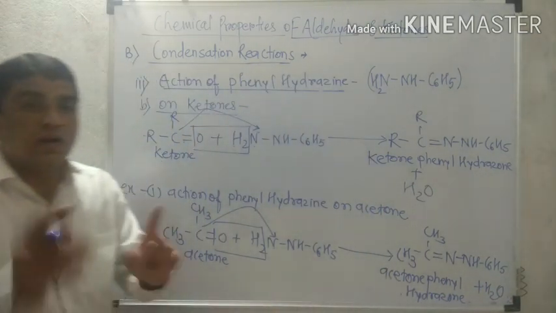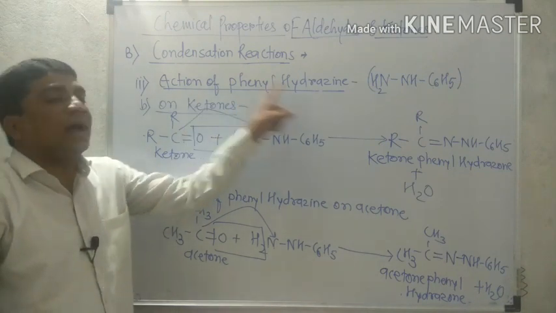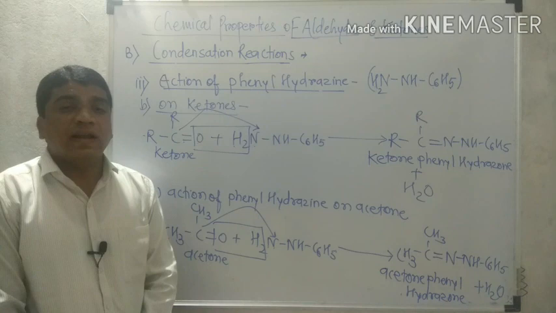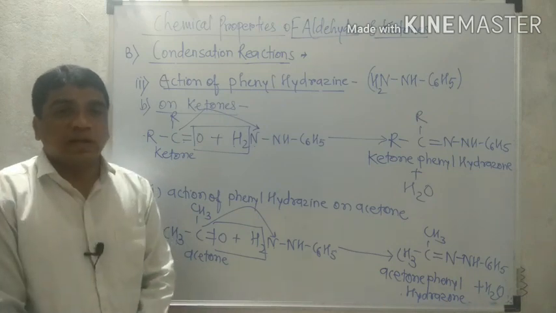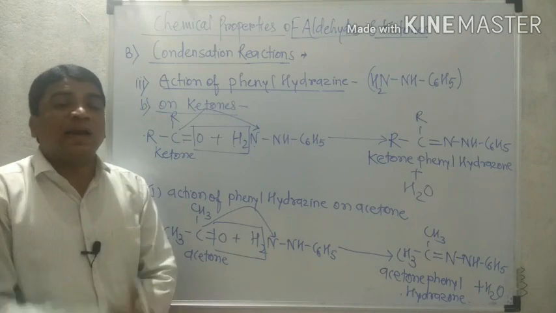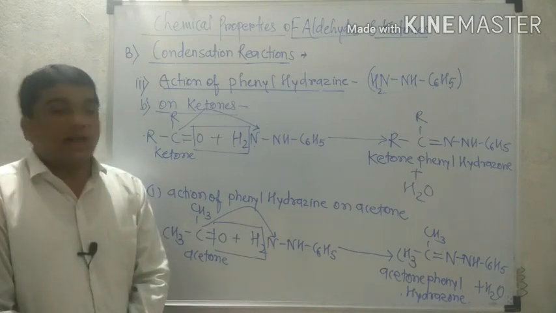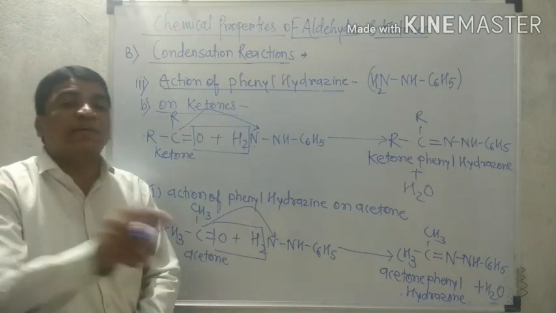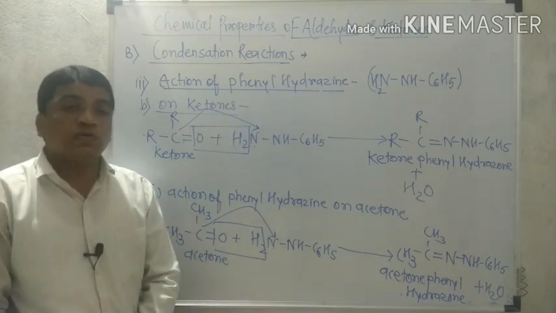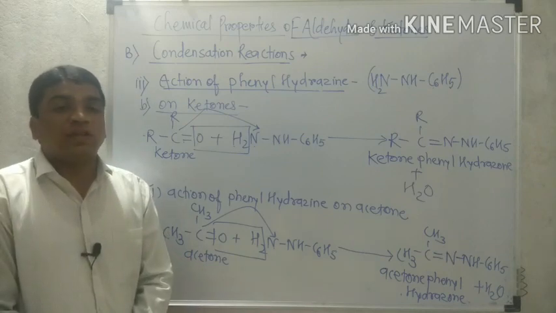This is the third condensation reaction, the action of phenylhydrazine on aldehyde and ketone. So remember the reaction. When phenylhydrazine reacts with aldehyde, aldehyde gives aldehyde phenylhydrazone. When phenylhydrazine reacts with ketone, ketone gives ketone phenylhydrazone. That is the third condensation reaction.